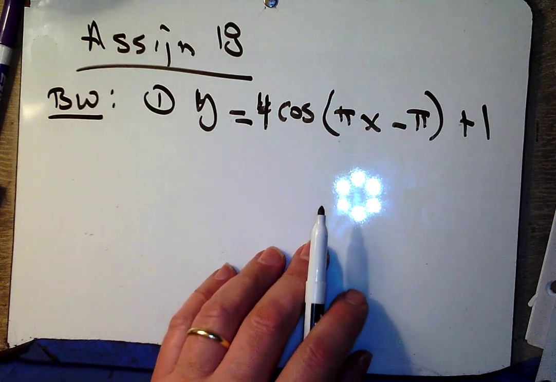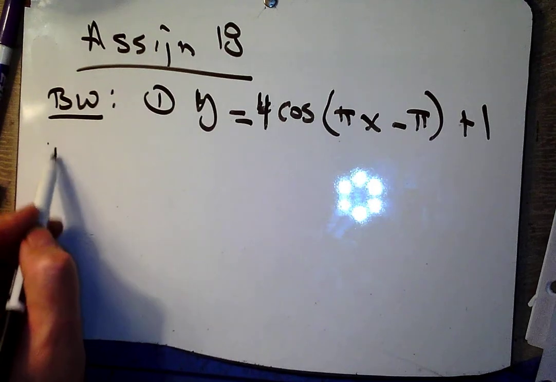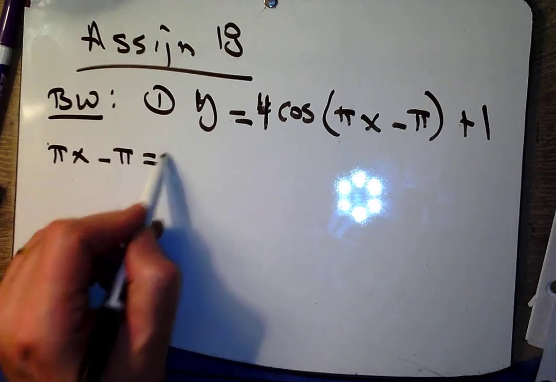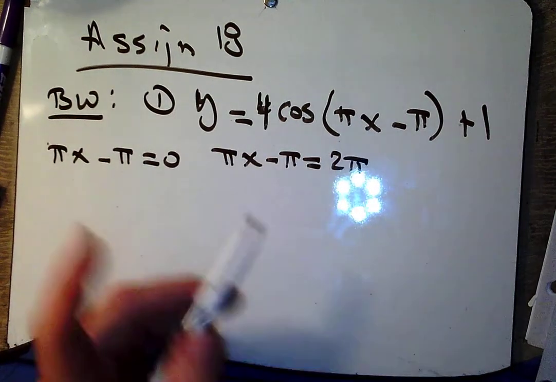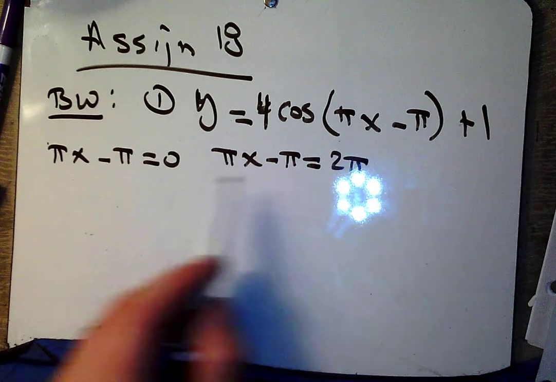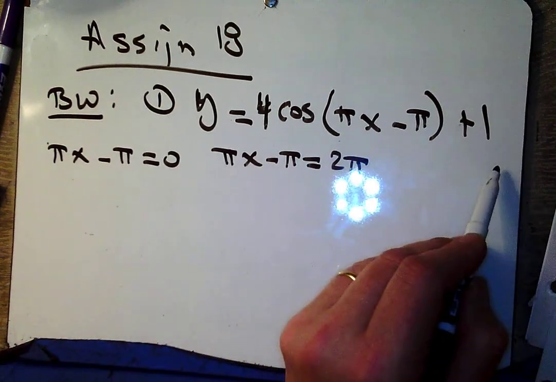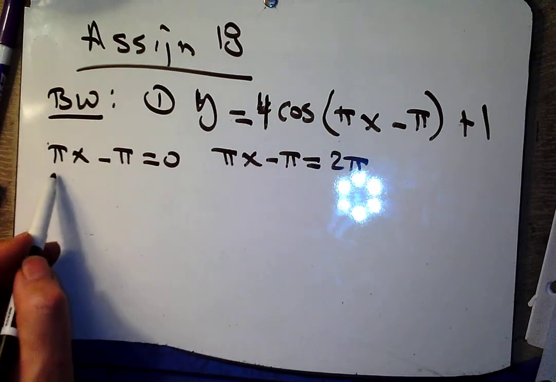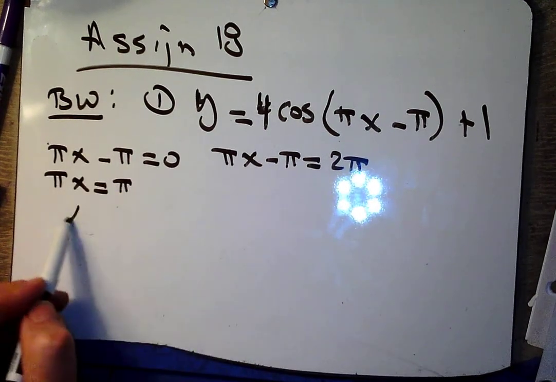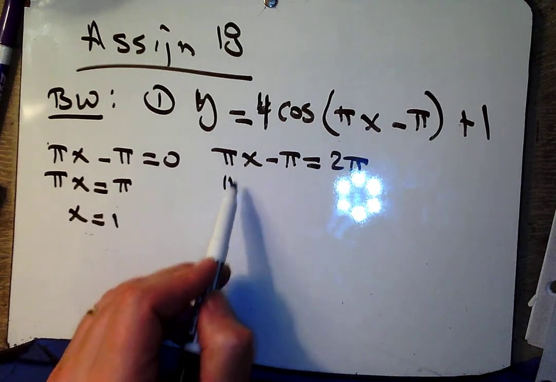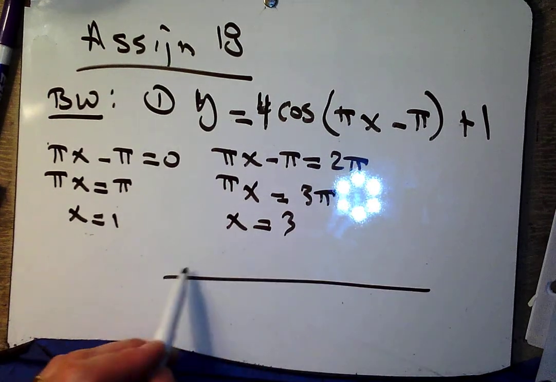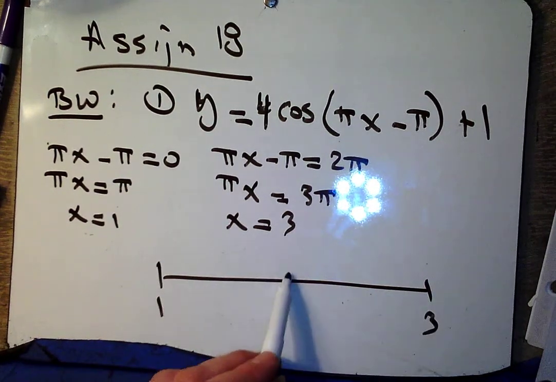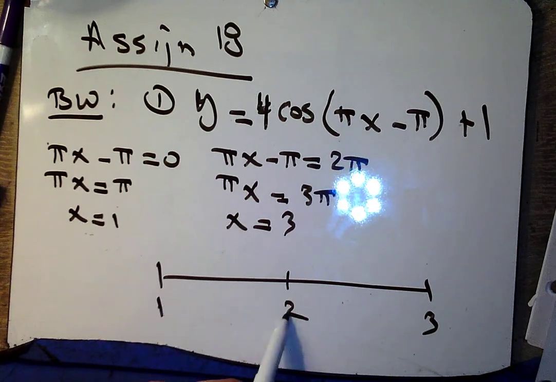Nice. So, I like that you remembered you were supposed to set the argument equal to 0 and 2 pi. And of course, if we were doing a second period, we'd not just want 0 and 2 pi, but we'd also want 4 pi. This is going to be pi x equals pi or x equals 1. And here we're going to have pi x equals 3 pi or x equals 3. So my graph starts at 1, and ends at 3, halfway is 2. Halfway between 1 and 2 is 3 halves.